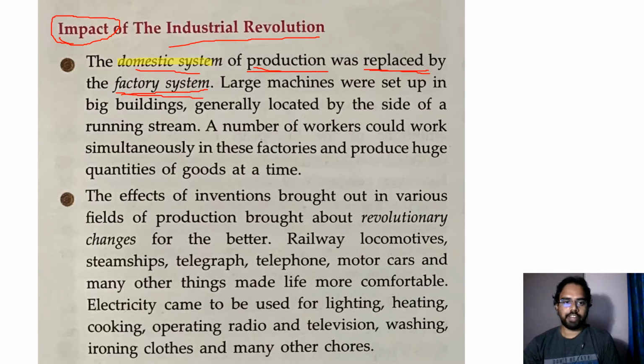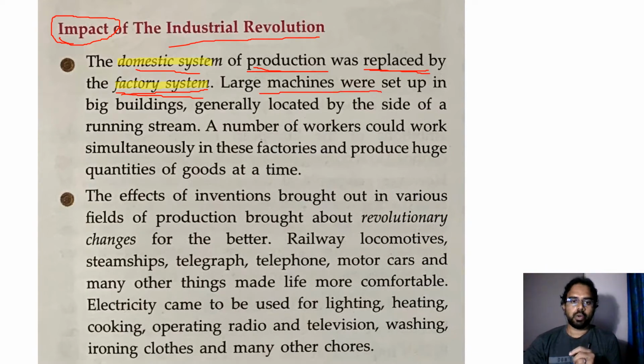So do you know what the factory system is? The factory system means where a large number of machines are involved. The production through factories will be huge. So that is the first change that was observed because of the Industrial Revolution. It means the domestic system has been replaced by the factory system.